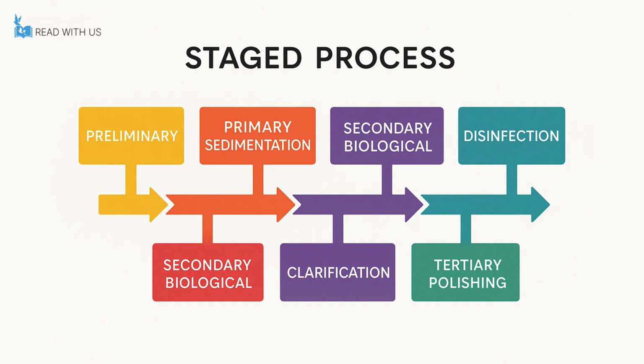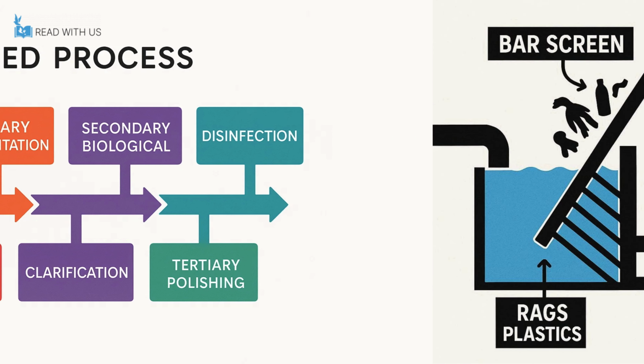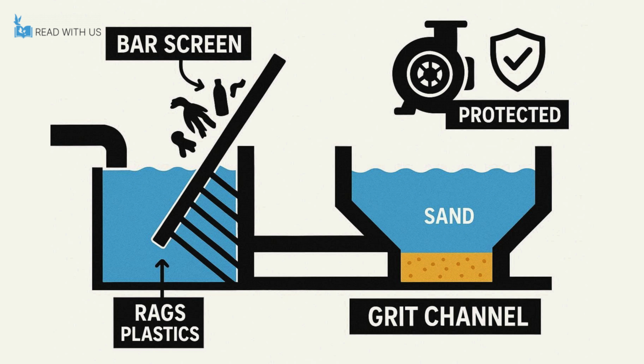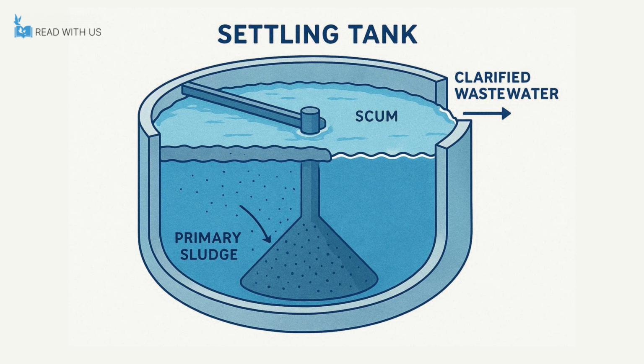Treatment plants follow a staged process that includes preliminary screening and grit removal, primary sedimentation, secondary biological treatment, clarification, disinfection, and sometimes advanced tertiary polishing. In preliminary treatment, bar screens and grit channels remove rags, plastics, and sand to protect pumps and tanks from damage and blockages. In primary treatment, the flow enters large settling tanks where heavier solids settle as primary sludge and floating scum is skimmed off, while clarified wastewater flows onward.